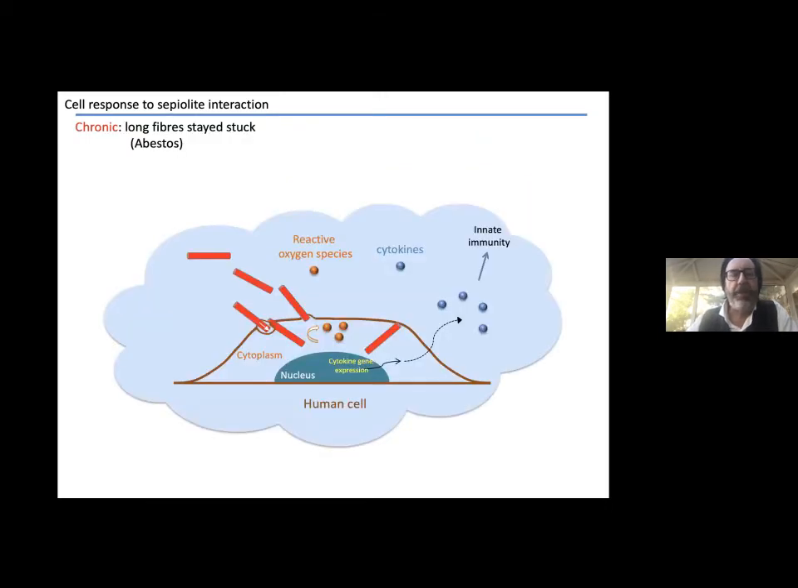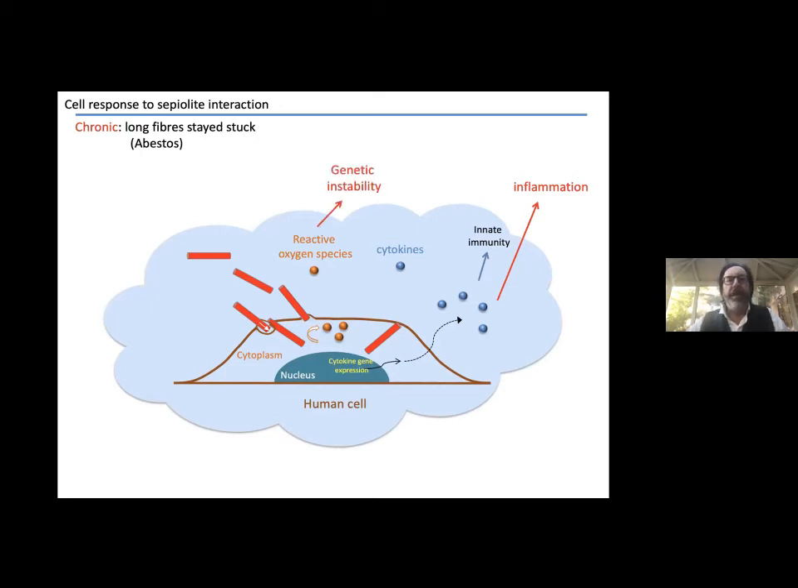We can also speculate that with longer fibers, the fibers might stay stuck in the cells and not be rejected, so the response is not transient, and then we can have a chronic production of inflammatory cytokines and inflammation.